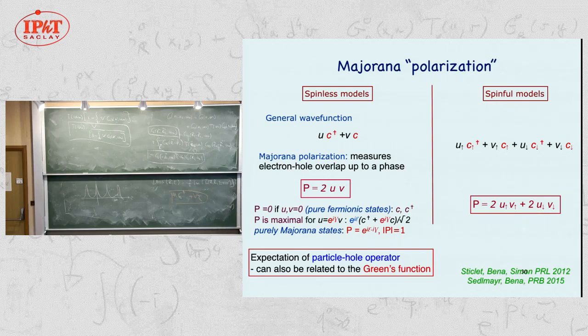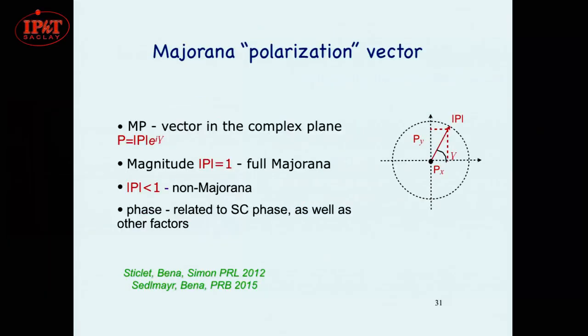So that's why the Majorana polarization for spinful models is a product of U up V up and U down V down. It's only looking at the superposition between an electron and a hole of the same spin. It doesn't look at the superpositions of electron and hole with opposite spin. And this is crucial, because this makes a difference between something which is really telling you something about a Majorana state and something else. So the spin is really a crucial ingredient.